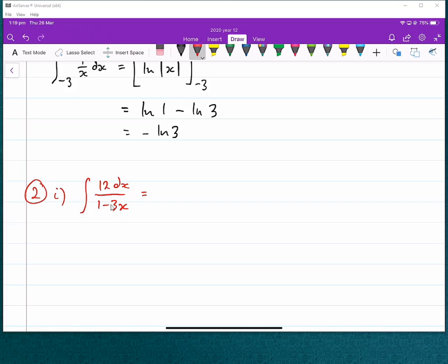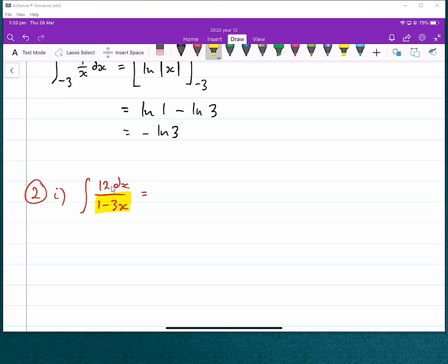So we realize that this is what we'll need. It's going to be ln of the absolute value of 1 minus 3x. That's what we're going to need. That's our f of x in our formula. But we need our f dash of x at the top. We need the derivative of this, which we should know is -3, to be at the top.